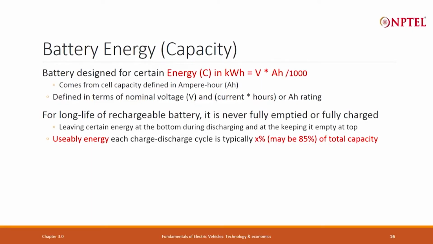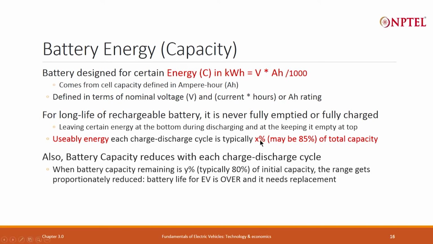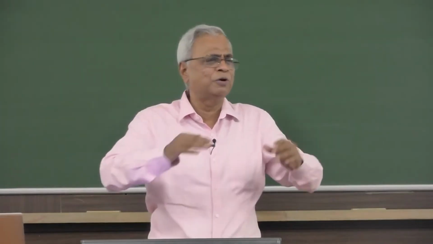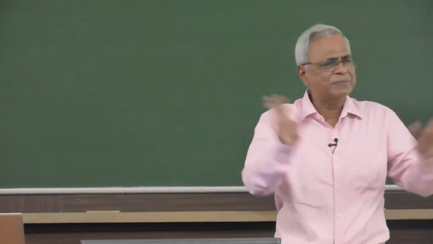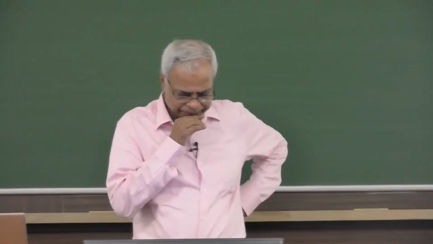So, usable energy, a term that is used: a battery may have a capacity of 1 kilowatt hour, usable energy is X%, maybe 85% of the total capacity. This usable energy is also referred to as depth of discharge. We will come to that. Since you are doing it on both sides, it is actually combined. Say a battery is used to DOD of 85%, means 85% of capacity can be used in every cycle, no more than that.